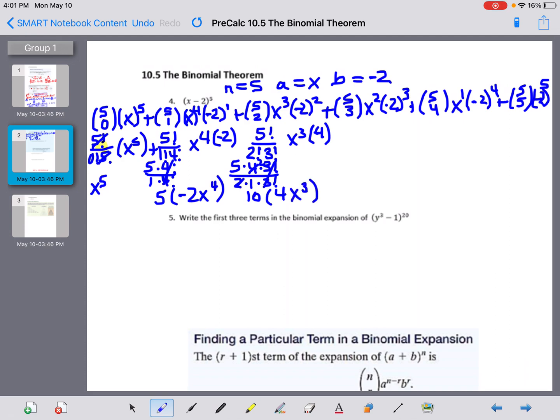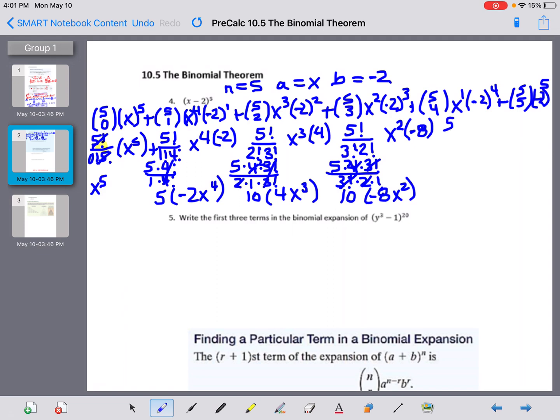Okay, on to the next. I'm at 5 factorial over 3 factorial. The difference is 2 factorial. Somehow I think I'm going to get exactly what I got last time. 5 times 4 times 3 factorial over 3 factorial times 2 times 1. The 3 factorials cancel. 2 and 4 simplify to 2. 5 times 2 is 10. And this time I have an x squared. Negative 2 cubed: negative 2 times negative 2 times negative 2 is negative 8. So it's going to be times negative 8x squared.